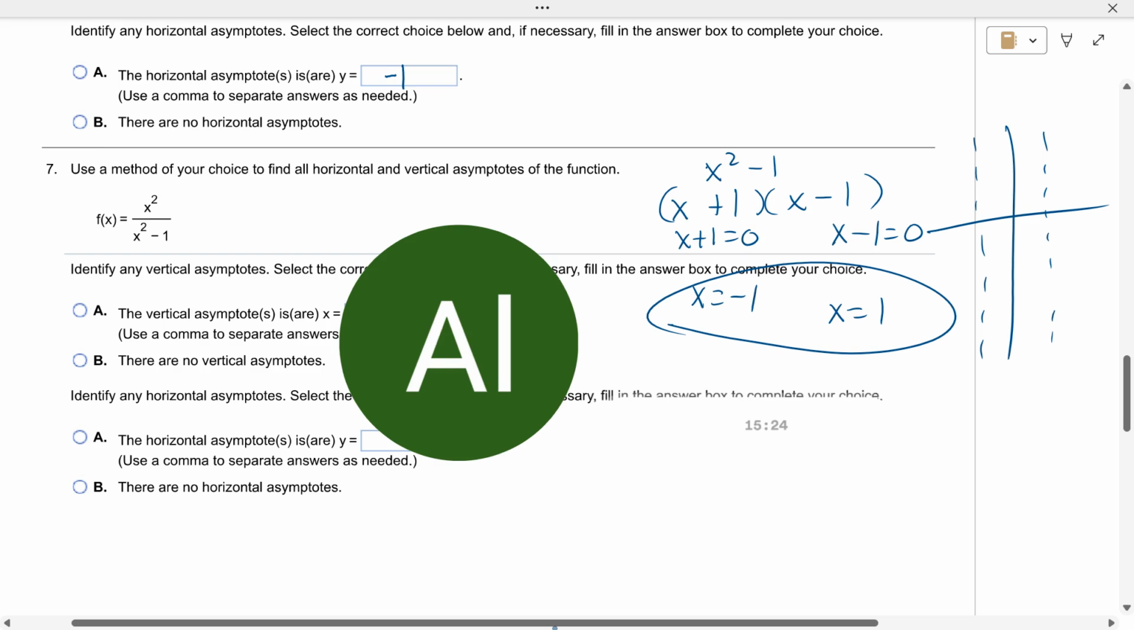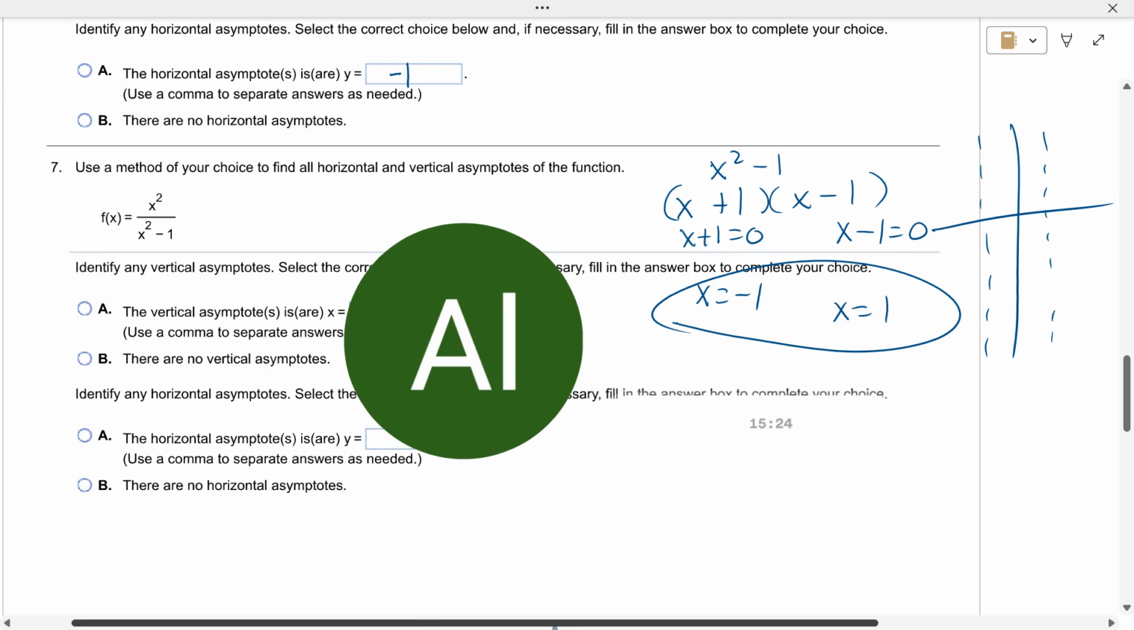Horizontal asymptotes. What do we see about x squared and x squared? What are their coefficients equal to? They're equal to 1. They're both the second power, so their coefficients are 1 and 1. So it would look like this. And so the graph would look like this, like this down here, and in between it would look like this.